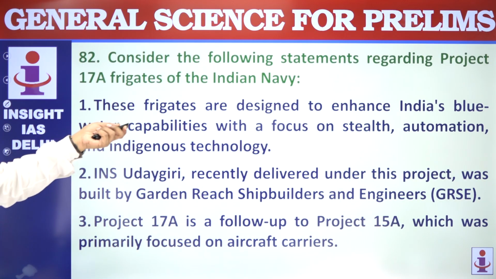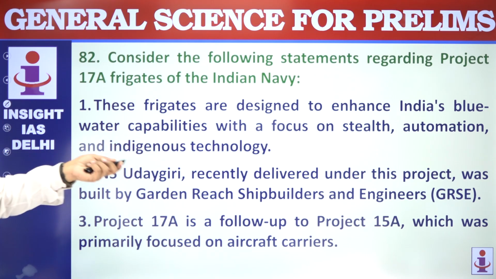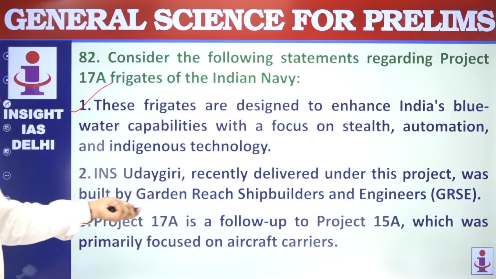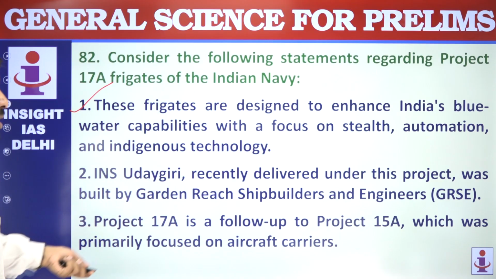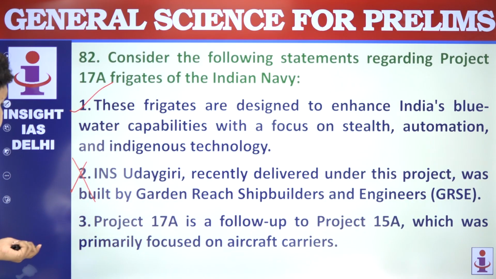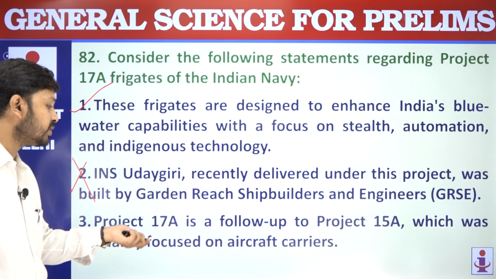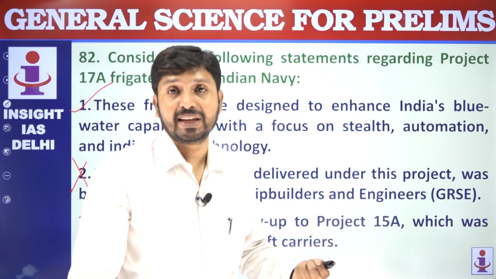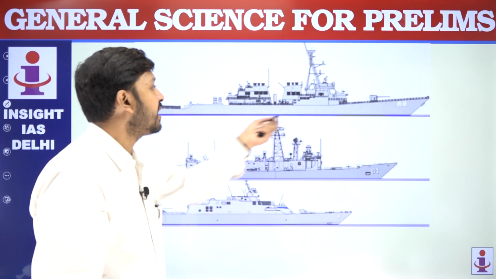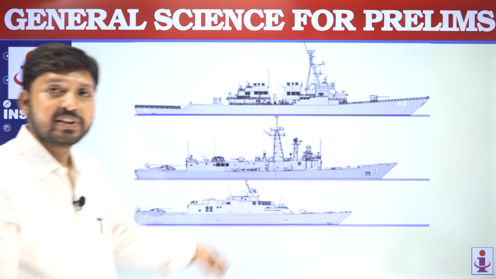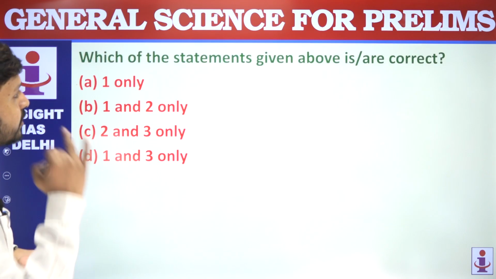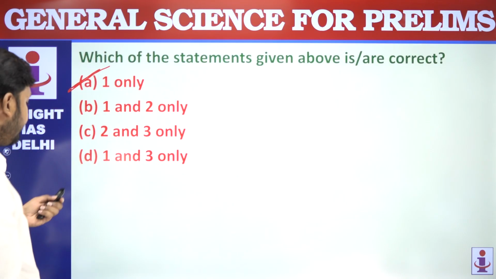And let's see, these frigates are designed to enhance India's blue water capability with a focus on stealth, automation and indigenous technology. And INS Udaygiri, recently delivered under this project, was built by Garden Reach Shipbuilders and Engineers. It is Mazagon Dock Shipbuilders. So this is the wrong statement. And Project 17A is a follow-up of Project 15A, which was primarily focused on aircraft carriers. No, it is not. Project 17A is a follow-up of Project 17. So this is a wrong statement. So only one statement is correct. Okay, can you see? These are destroyers, frigates and corvettes. Size wise, they are a little bit smaller. So only the first statement is correct, the other 2 are wrong and they are asking the correct one. So answer will be A, which is only one option.